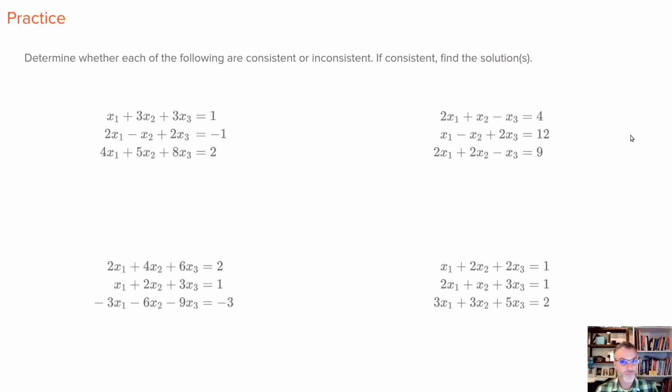Here are some systems of linear equations. Each of them has 3 variables, and there are 3 equations in each. Your task is to find if they are consistent or inconsistent. And if they are consistent, come up with the solution and tell me what it is. What would it look like if you were to graph it? And this is something we can talk about in person.